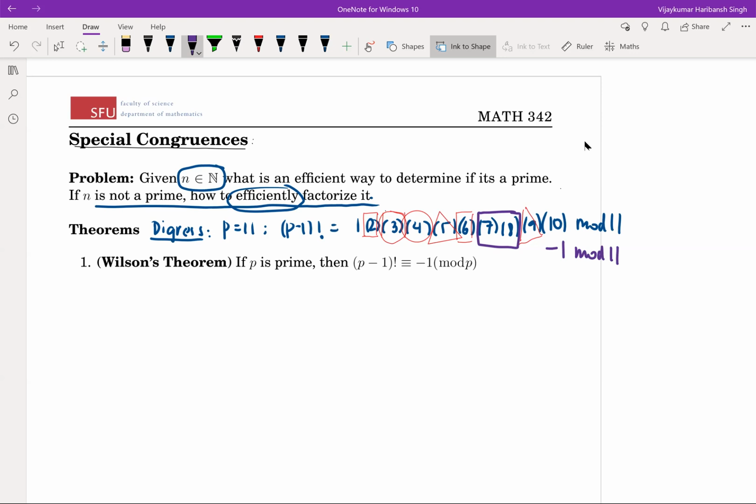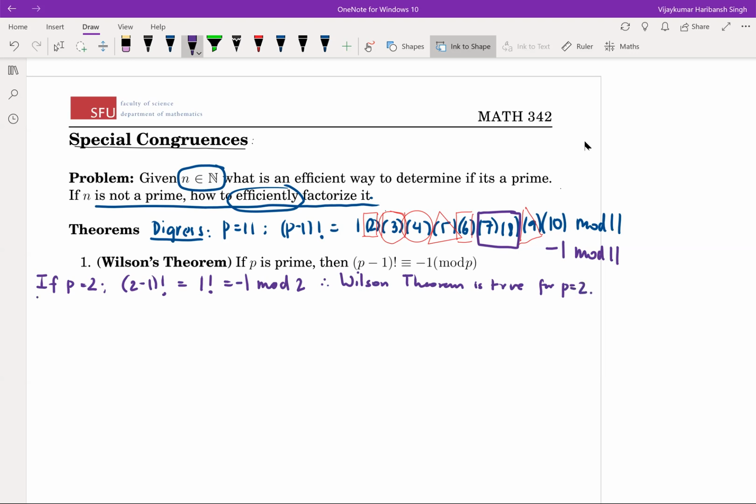We will prove it now for all primes p. The way to attack this theorem would be the same as what we did with this problem. So let's start proving it. The first case is p equals 2. If p equals 2, then (p minus 1) factorial is 1 factorial, which is congruent to minus 1 mod 2. So therefore, Wilson's theorem is true for p equals 2.